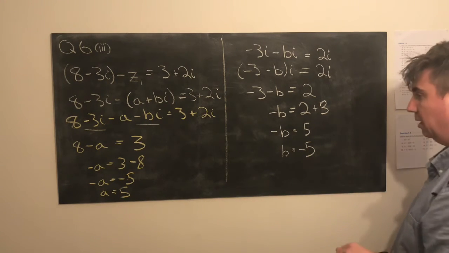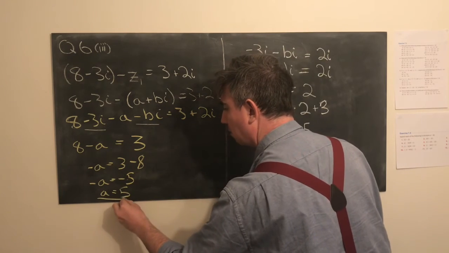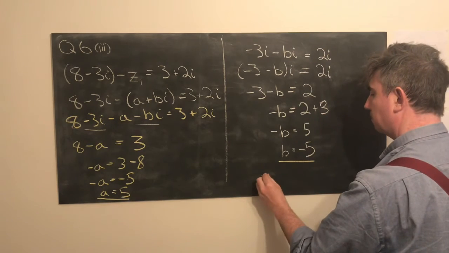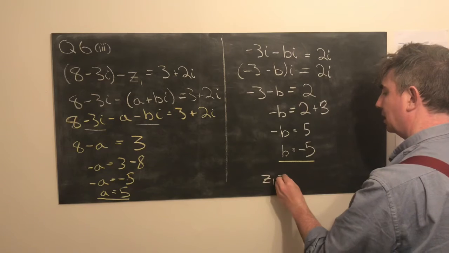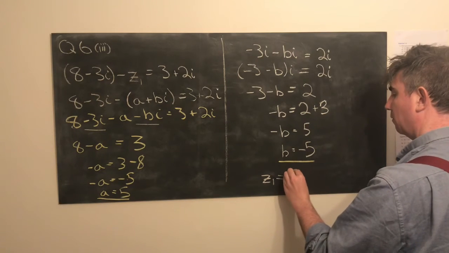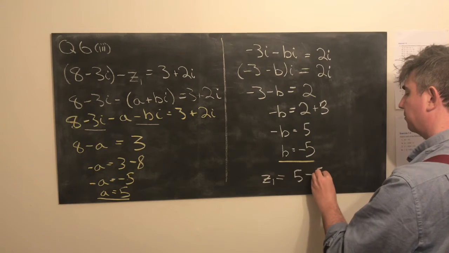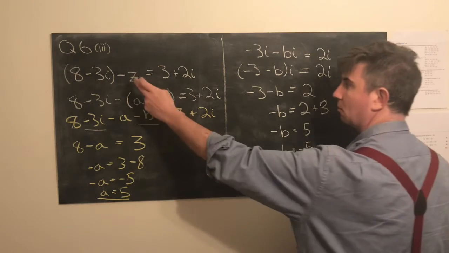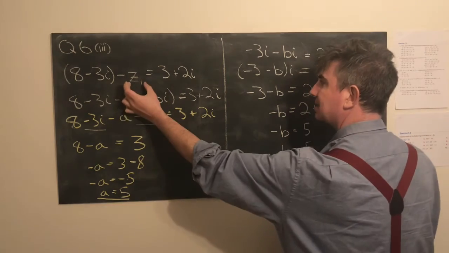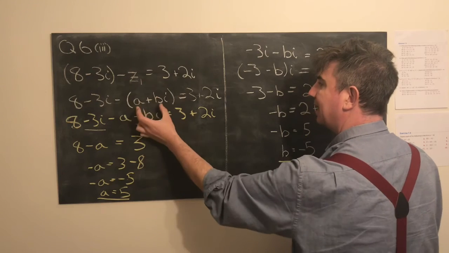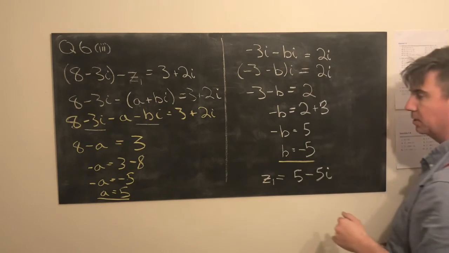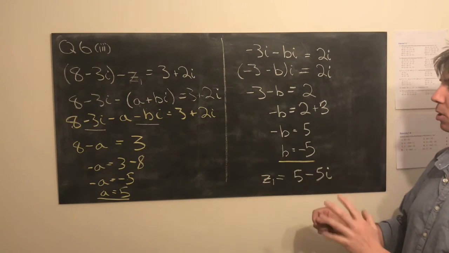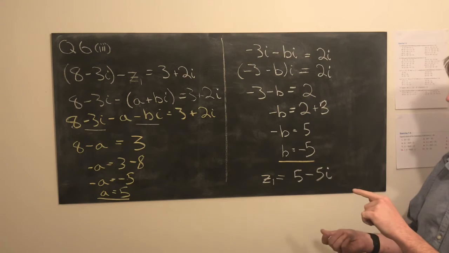So that's my a, and that's my b. So my complex number Z1 is equal to 5 minus 5i. So that Z1 is that thing there. Z1 is what's inside the brackets, a plus bi. So the complex number Z1 must be 5 minus 5i. So that's how to tackle these type of questions.